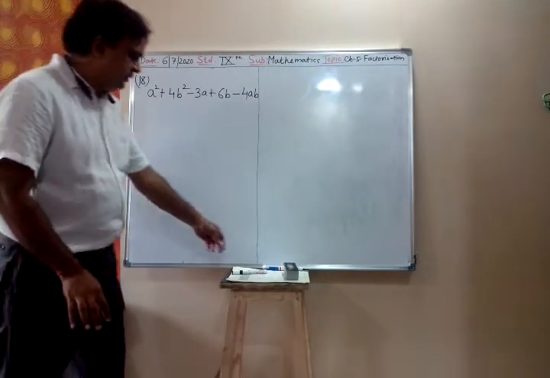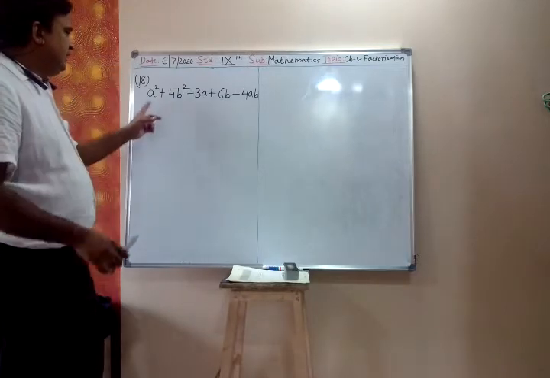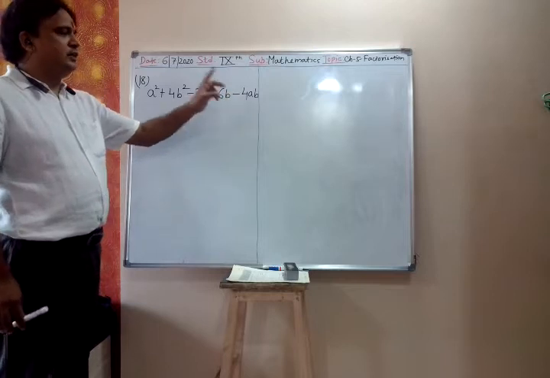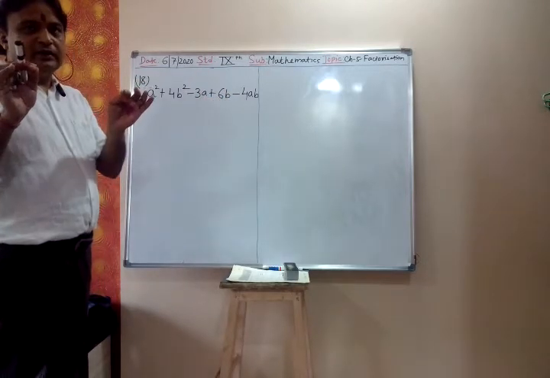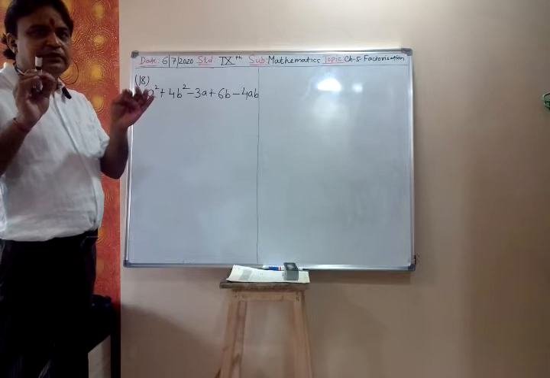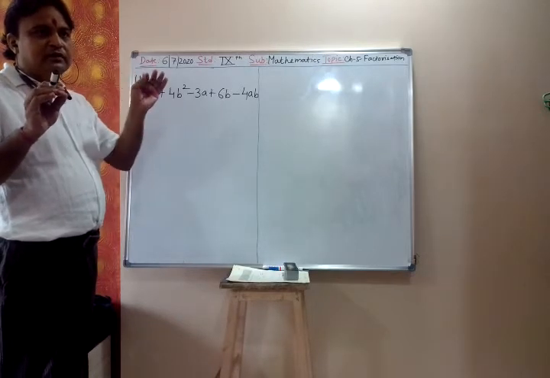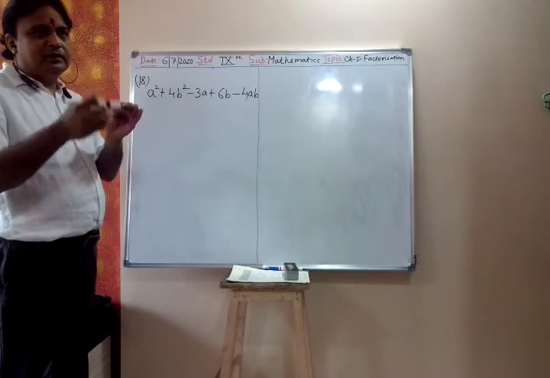So let us start. 18. a square plus 4b square minus 3a plus 6b minus 4ab. Factorization, there are two methods. First method is finding the common term or common factor. Second method is grouping method.